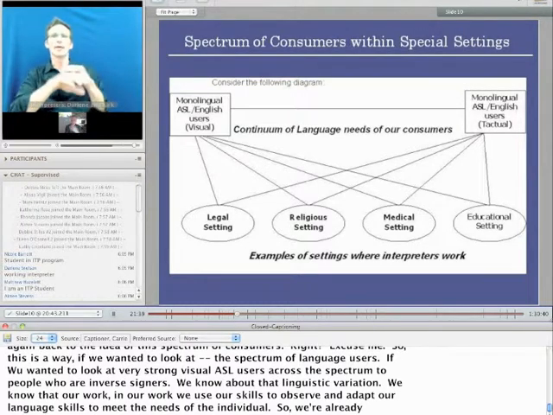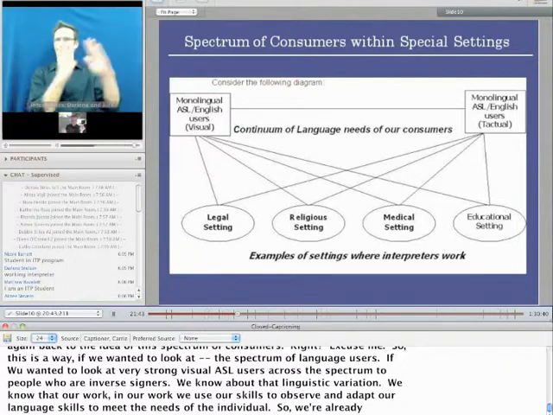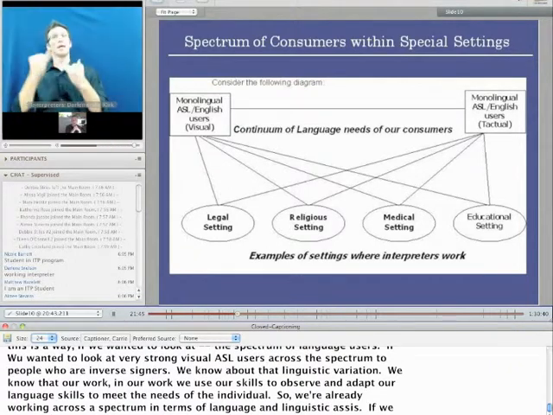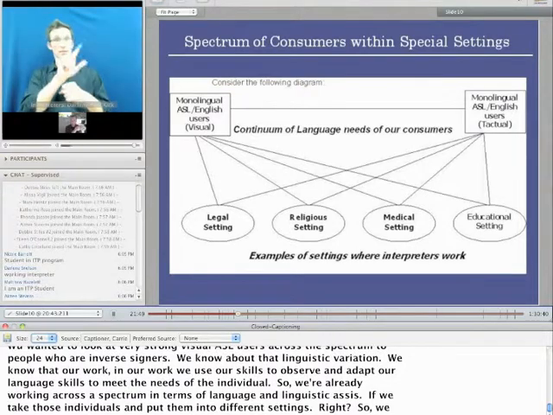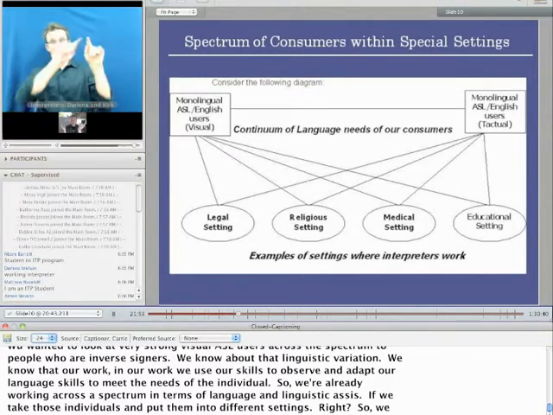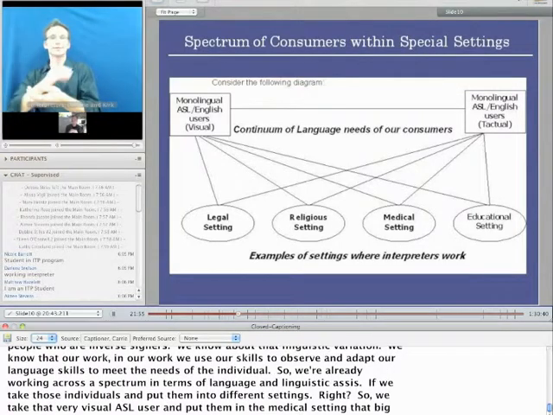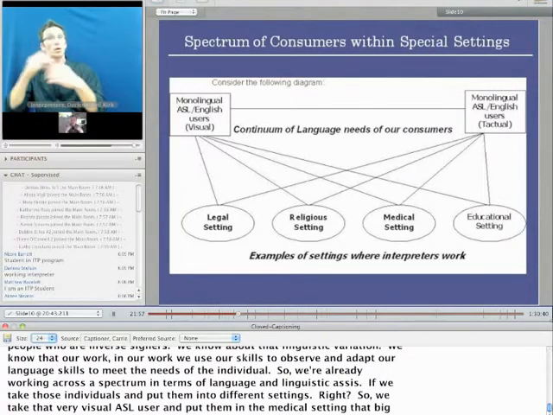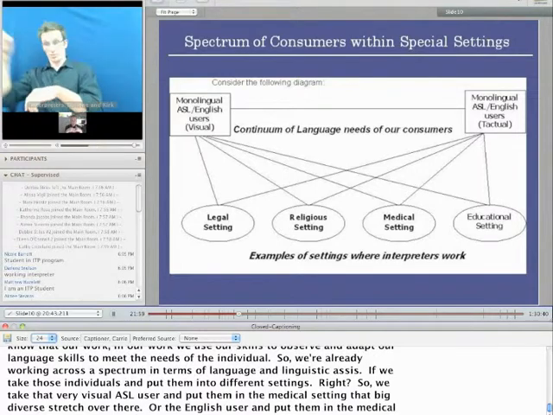So if we take those individuals and put them into different settings, right? We take that very visual ASL user and put them in a medical setting. That's that big diverse stretch over there. Or you take the English user and put them in the medical setting. In that case, you're already modifying. You're modifying your output.